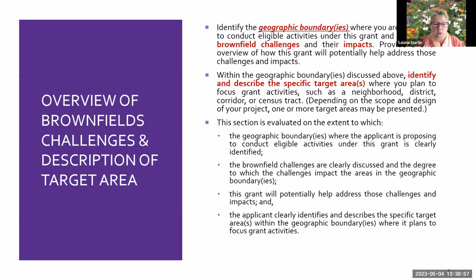And then here under the third bullet on the slide, you see how whatever you write will be evaluated by EPA, by the reviewers. So the section is evaluated on the extent to which, and then we have all these four bullets there. Geographic boundaries are identified. Everything is clear and concise. So just make sure, again, throughout the entire application that you don't ramble, just be clear and concise with everything you do. Brownfield challenges are clearly discussed to the degree to which the challenges impact the area in the geographic boundaries, and the grant will potentially help address those challenges and impacts.